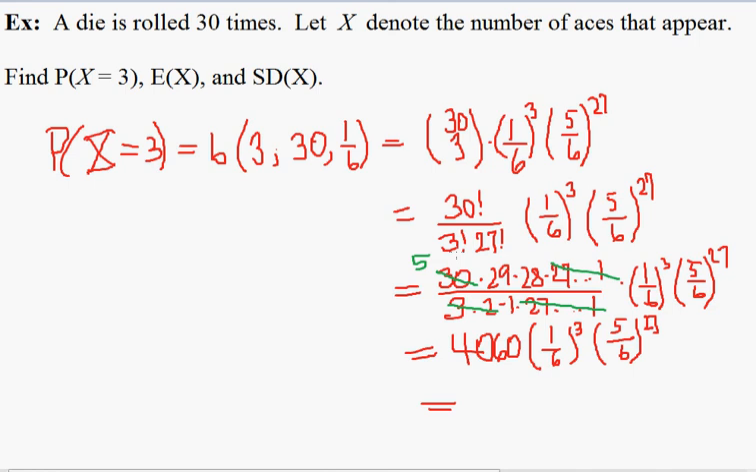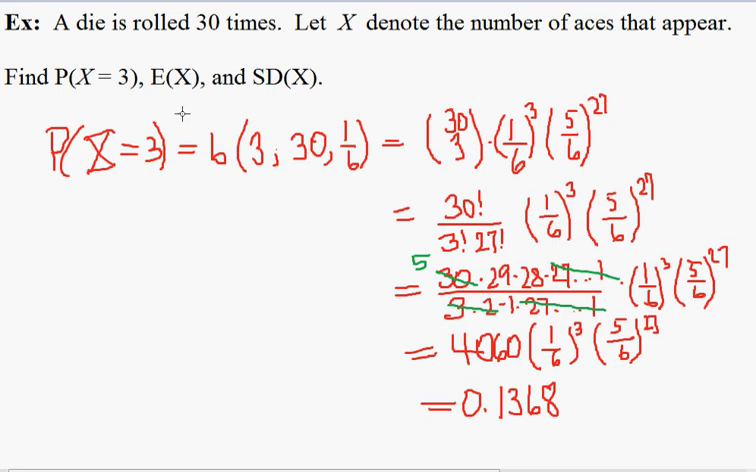And then finally, 4,060 times 1/6 raised to the third power times 5/6 raised to the 27th power, just plugging that into my calculator that I have on my desk here, we get the answer of 0.1368, accurate to 4 decimal places.